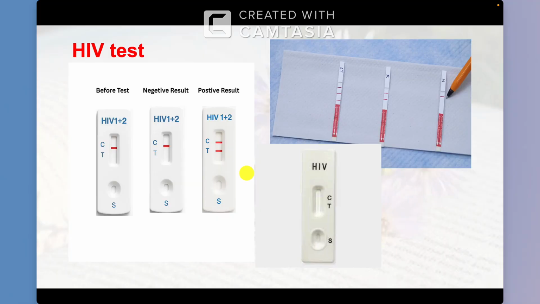This is the shape of the strip test. Look, this is positive, and this is invalid. This one is negative, and this is before you do the test. This is the positive, and this is the negative. Another type of strip is like this, with two bands. Look, it is the same principle: HIV-1 or HIV-2, and of course the control.